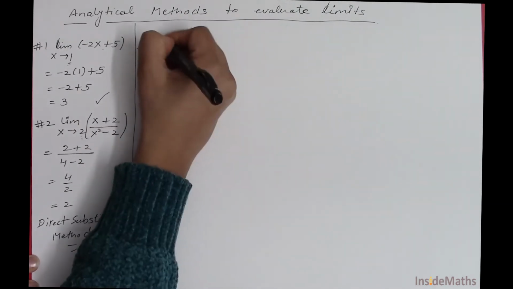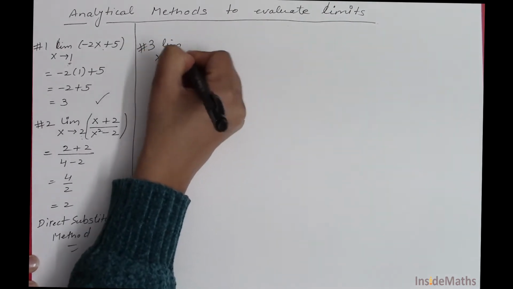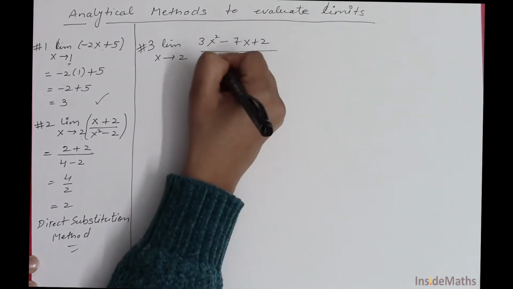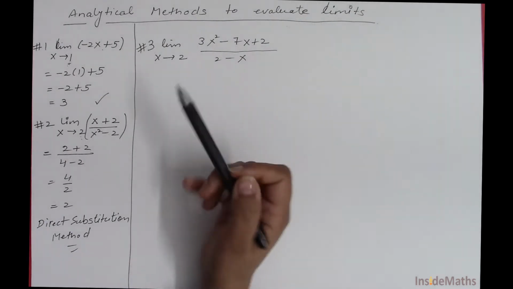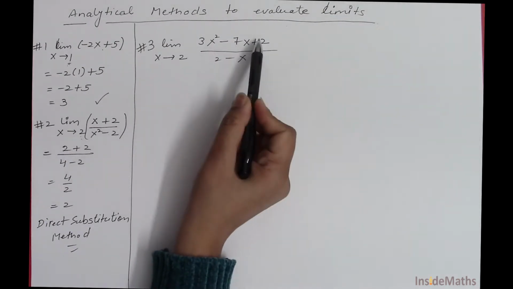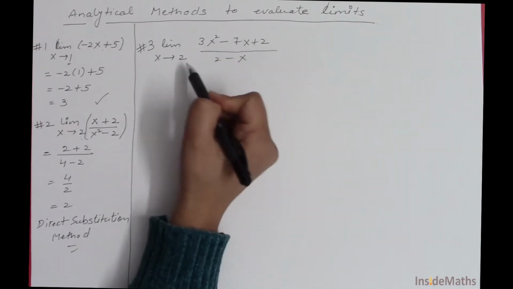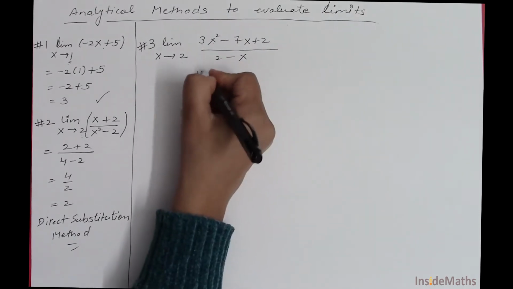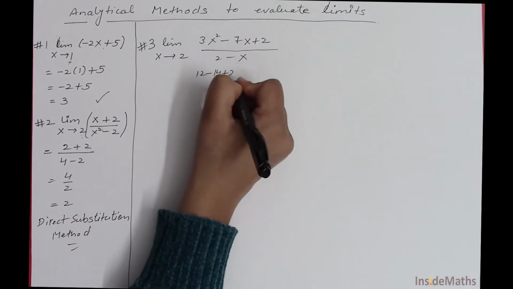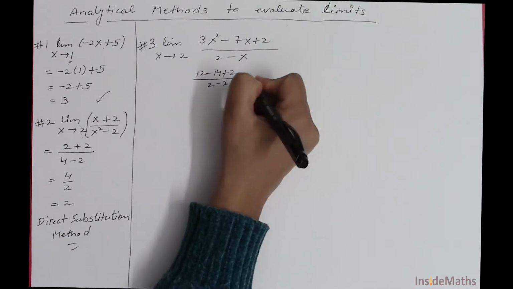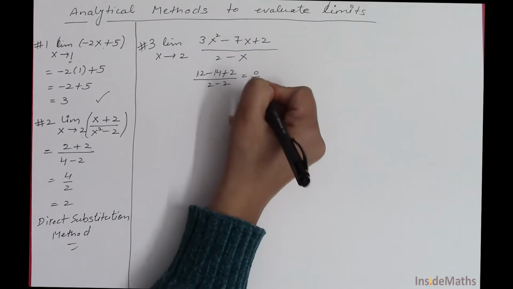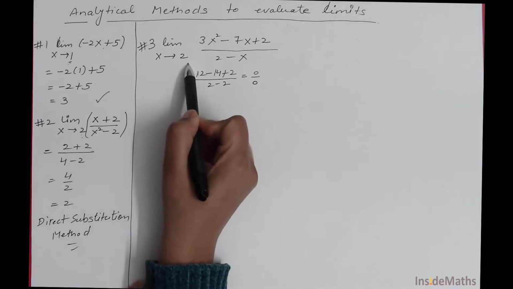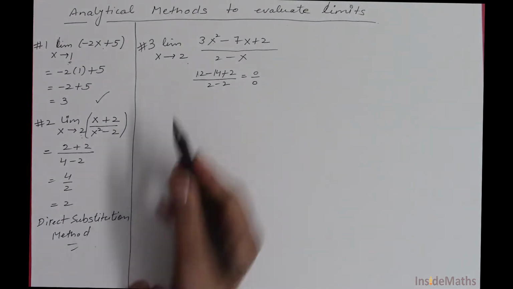Next example is limit x approaches 2 of (3x square minus 7x plus 2) over (x minus 2). Now the first step is to plug the value into the function and check. When I plug this value into this function, I get 3 into 4, 12 minus 14 plus 2 over 2 minus 2. That means 14 minus 14, 0 over 0. Now this function is not defined at this point. That means the direct substitution method fails.